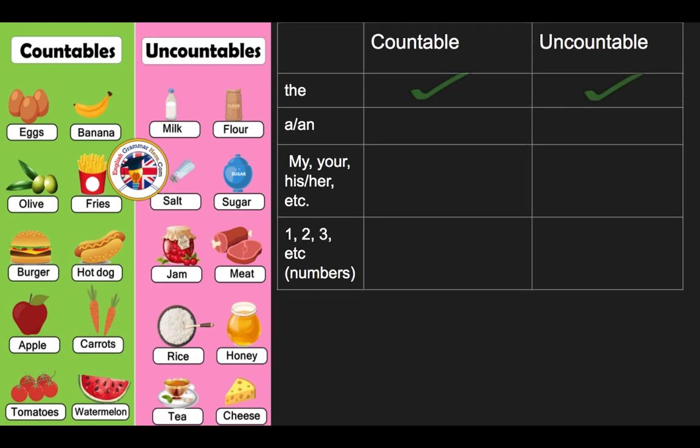So, countable nouns, uncountable nouns, we can use the, yeah? The olive or the salt. But we can only use a or an with countable nouns. So an apple, a hot dog. My, your, his, her, our. Possessives we can use with both. That is my milk. That is my hot dog. And numbers we can only use with countable ones because they're the ones we count.